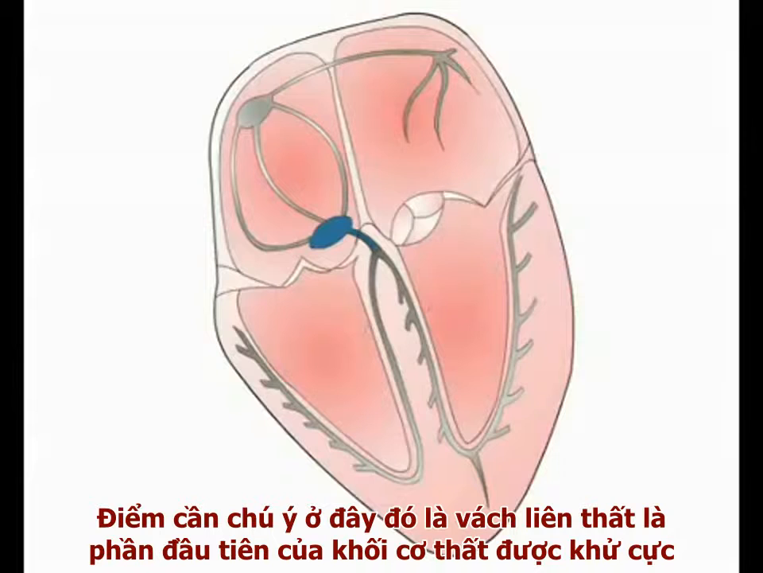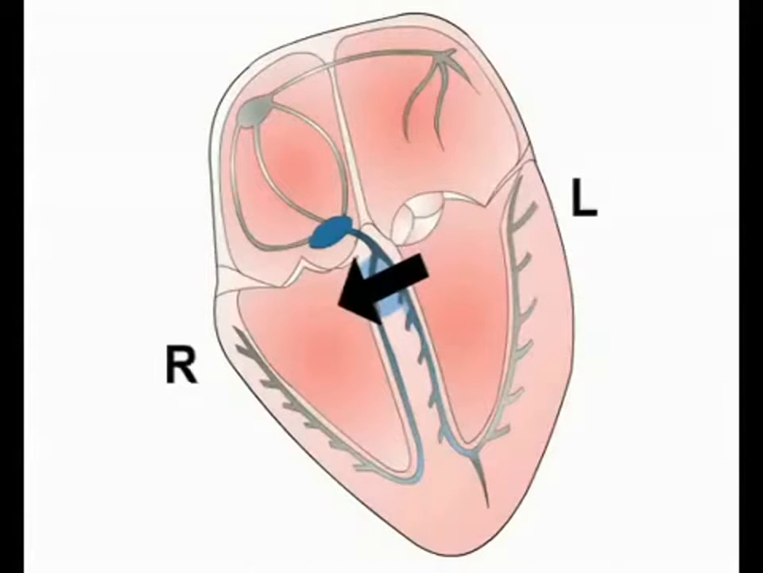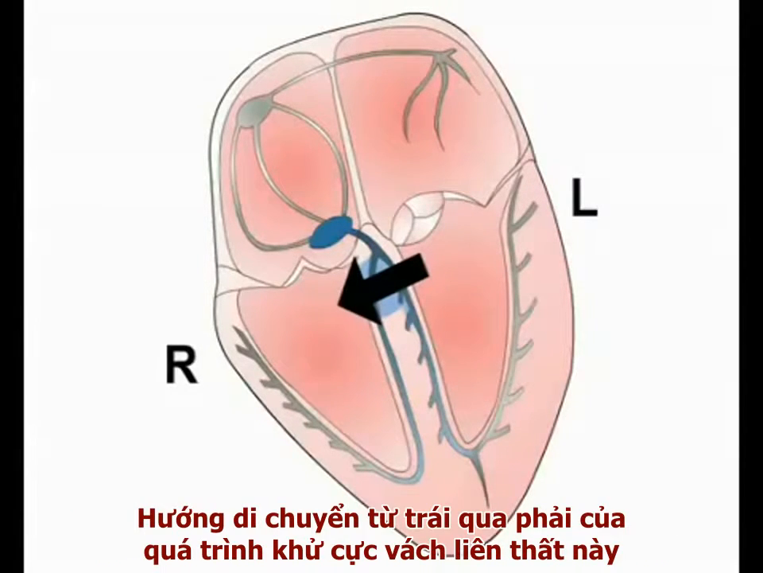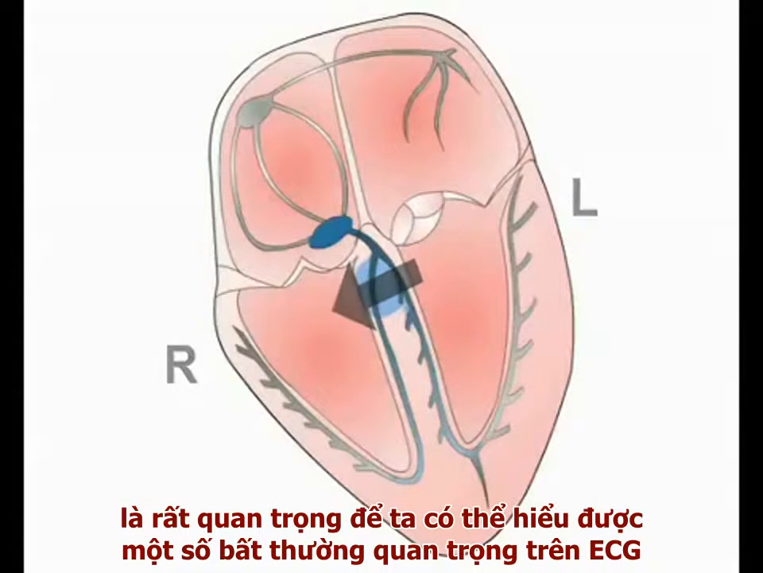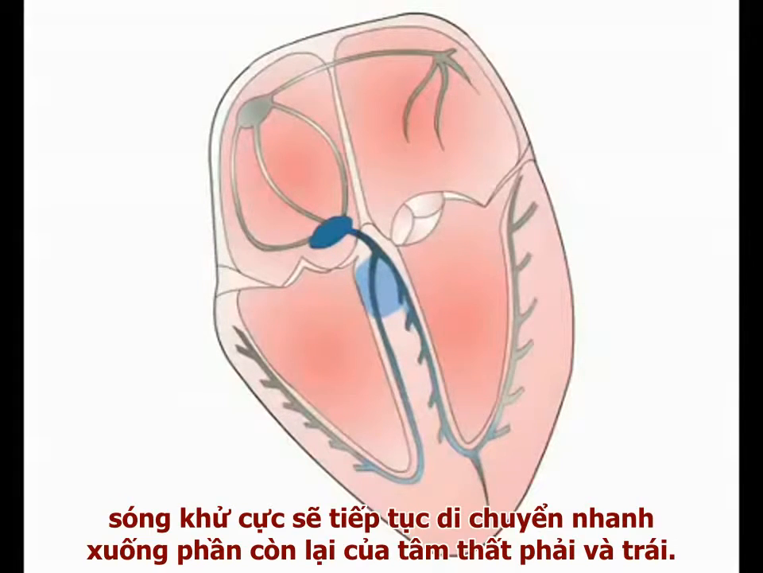respectively. We should note at this point that the interventricular septum is the first part of the ventricular muscle mass to depolarize, and it does so by movement of current across the septum from the left towards the right bundle branch. We'll see later that this early left to right movement of current in the septum is crucial to understanding several important ECG abnormalities. As septal depolarization is taking place, the depolarizing wave begins to spread rapidly through the bulk of the left and right ventricles.